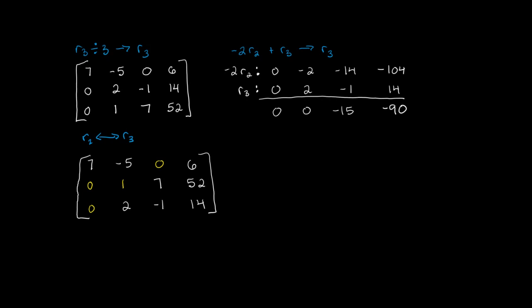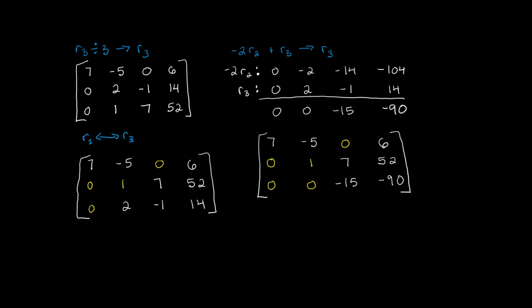So my result is 7, -5, 0, 6, because I didn't touch row 1. I haven't replaced row 2, so that's still going to be the same. And now row 3 is going to be 0, 0, -15, -90. And so now we're getting there. We're getting to where we want. We've got partially it there.